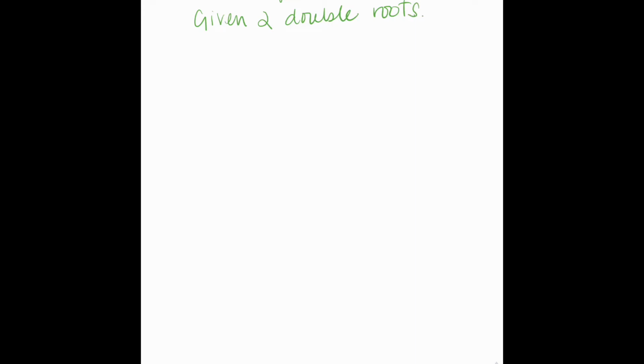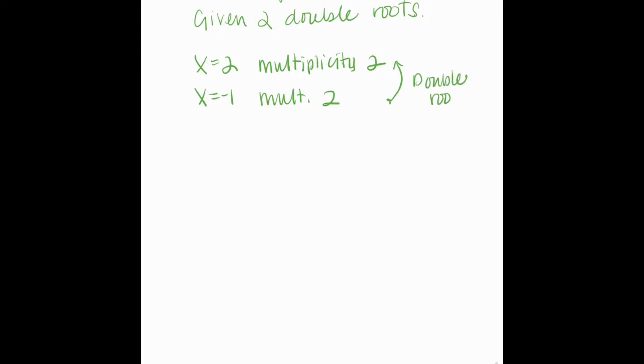So let's go ahead and get started. This is going to be exactly the same way we do things with our other types of roots, except for now it's a double root. So if I give you x equals 2 multiplicity 2 and x equals -1 multiplicity of 2, this means that they're double roots. If you see mult 2, multiplicity of 2, that means that it happens twice.